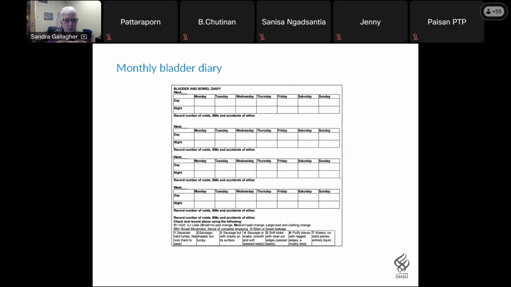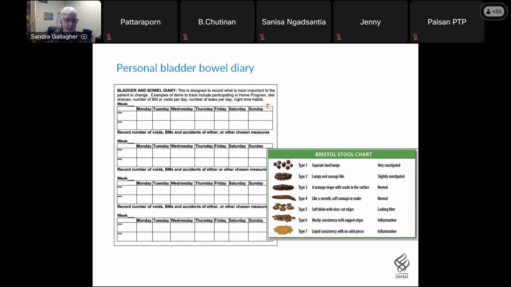So I see children, sometimes children have accidents of urine during the day, sometimes they have it at night, and just tracking those things. And then what is the most important one that they want to change? Maybe they want to go to a sleepover, and so being dry at night is more important. And then this is really just me asking the patient, what is the most important thing to you that you want to see change about the problems you're having with your bowel and bladder? And let's track those things.